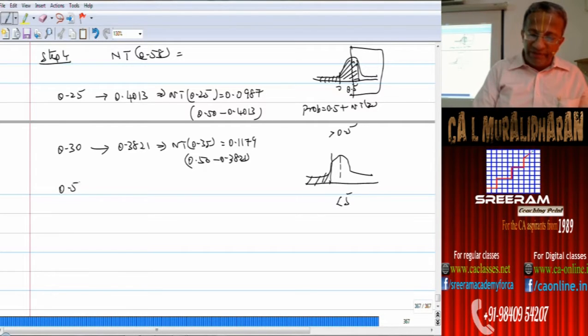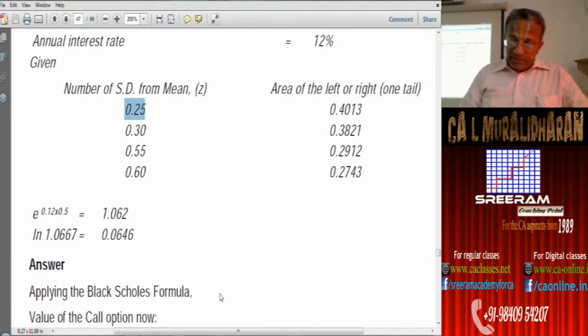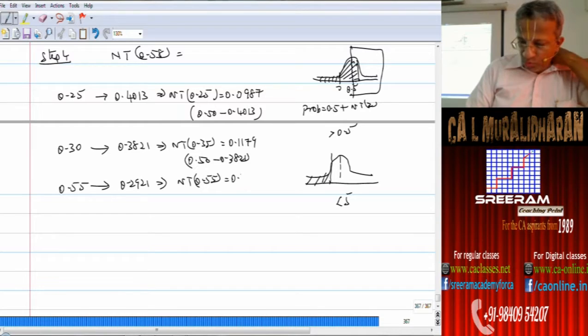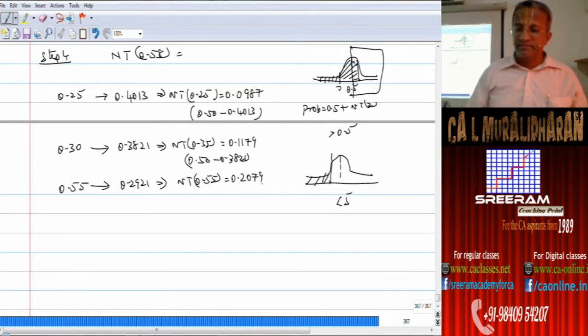Then 0.55. How is that value you will arrive at? They have given 0.2921. So the normal table value of 0.55 is equal to 0.2079. How did you arrive at it? 0.50 minus 0.2921. Check up.